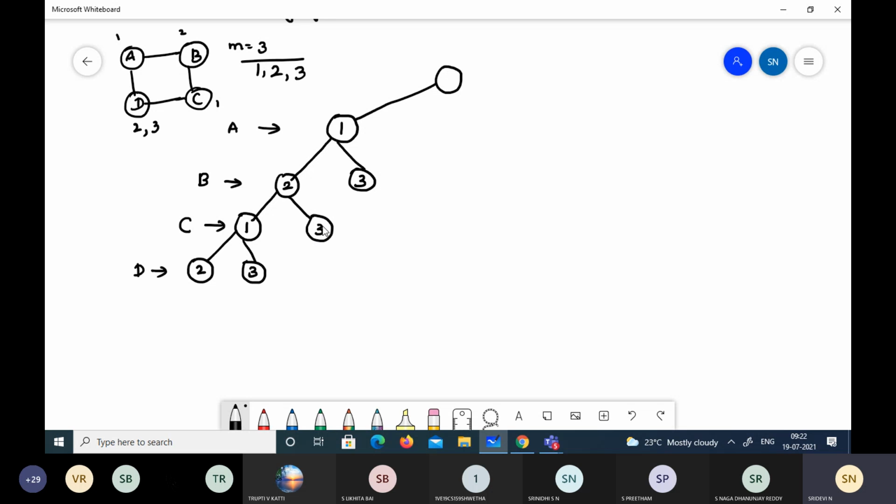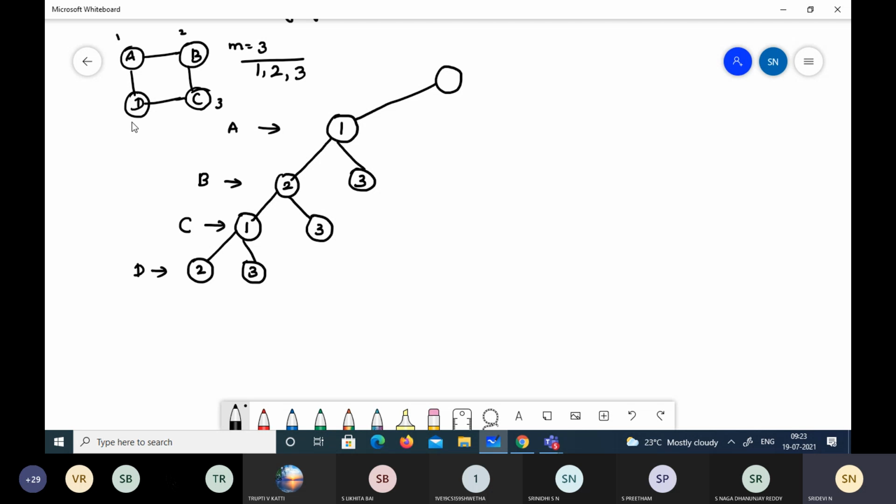What if C is colored with 3? When C is colored with 3, what happens? In that case, what is the possible color for D? Can someone tell? 1, 2, 1. So what is the possible color for D? And how many colors are possible in this case?